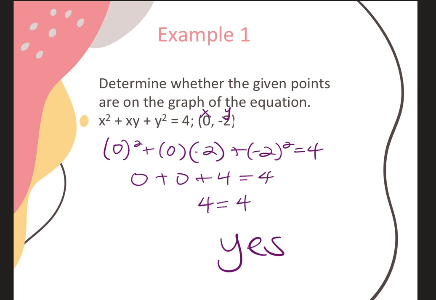If you plug in the second point, you end up with an unbalanced equation. It's not a true statement, so that one would be no. Again, this is not a quiz question, but it's a reminder that if you ever need to check a point, whether you're graphing it or trying to find the equation, if you plug in a point from the graph, it should work in that equation.